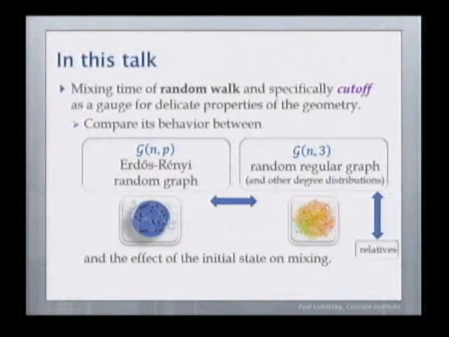So the way that we're going to approach this topic in this talk, I'm going to compare two random graph models. Our new contribution is in this area. It's G(n,p), the classical binomial Erdős-Rényi random graph. And we're going to compare what happens here given the known behavior that we've already established a couple of years ago on the random 3-regular or random regular graph more generally, and its relatives. And we'll pay particular attention to the effect of choosing the starting position of the walk.